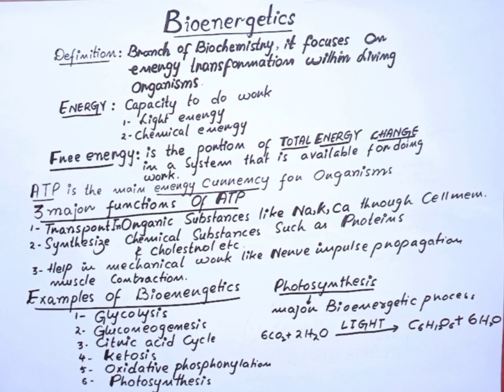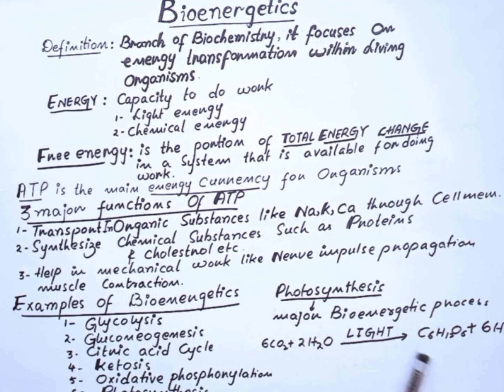This is the equation of photosynthesis in which plants utilize carbon dioxide and water and in the presence of solar energy synthesize glucose. This glucose is the byproduct of photosynthesis. So in all the energy transformations, like the energy in the form of light, these plants convert the light energy into chemical energy and then their byproduct is formed. So we will discuss all these examples of bioenergetics in detail.